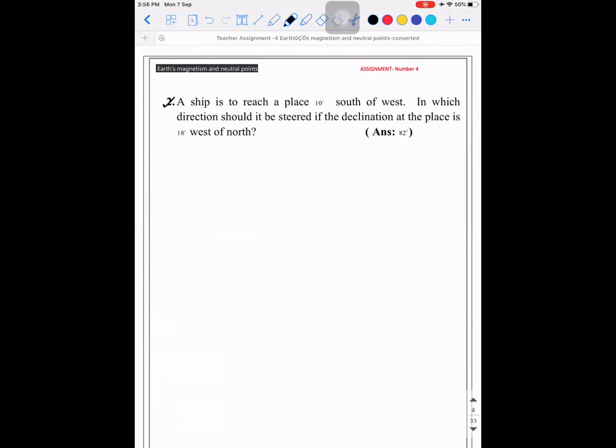A ship is to reach a place 10 degrees south of west. In which direction should it be steered if the declination at that place is 18 degrees west of north? Don't look at the answer. You people try.